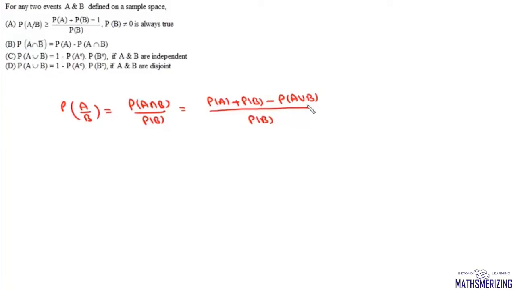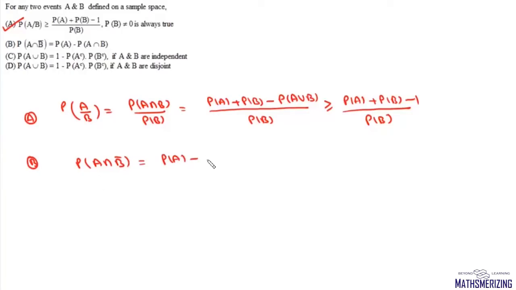Now maximum value of A union B is 1. So it will always be greater than or equal to probability of A plus probability of B minus 1 upon probability of B. That means this option A, it is correct. Now if we look at this option B, it is probability of A intersection B naught. Now probability of A intersection B naught, it is clearly probability of A minus probability of A intersection B, because it is that part of A which doesn't contain B. So there will be probability of A minus probability of A intersection B. So option B is also correct.